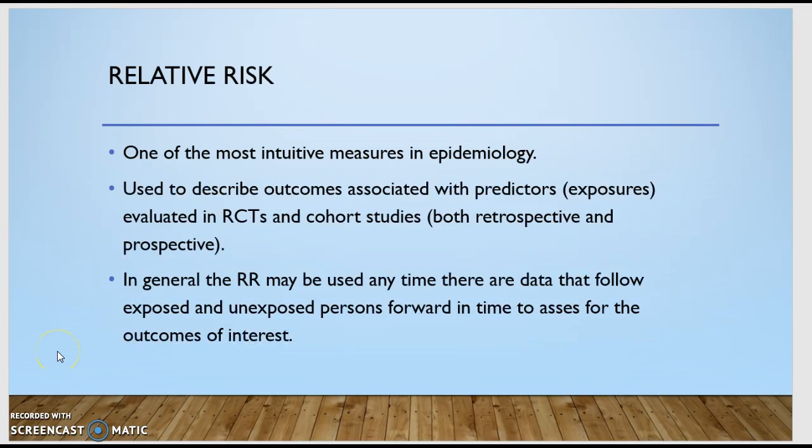Relative risk. Relative risk is one of the most intuitive measures in epidemiology. It is used to describe outcomes associated with predictors, or exposures, evaluated in RCTs and cohort studies, both retrospective and prospective studies. In general, the relative risk may be used anytime there are data that follow exposed and unexposed persons forward in time to assess for the outcome of interest.